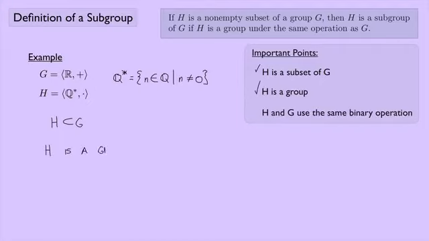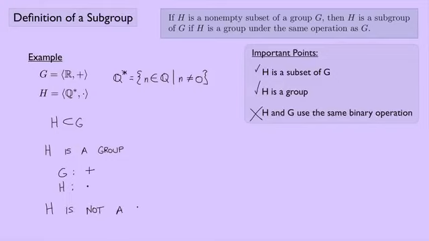And if we weren't sure, we could go ahead and check the 4 group properties for H just to really verify that it is a group. But in this case, yes, this is a group. And how about the last one? H and G use the same binary operation. Well, G uses addition, but H uses multiplication. So in this case, we have a problem. This one does not work. So therefore, I can say that H is not a subgroup of G.